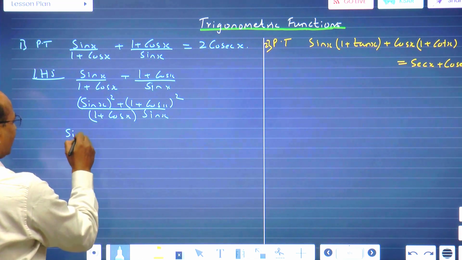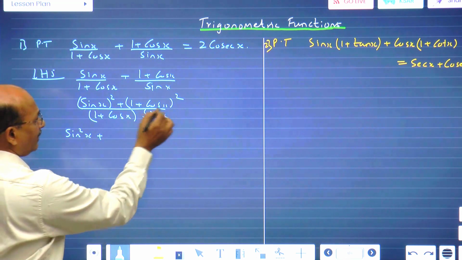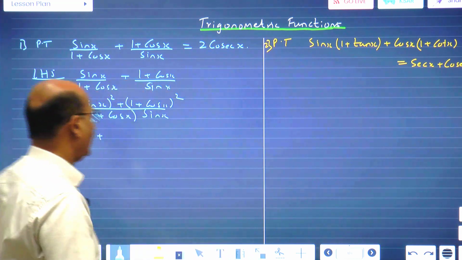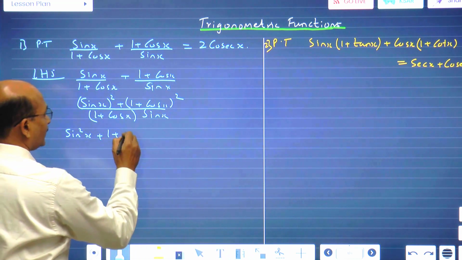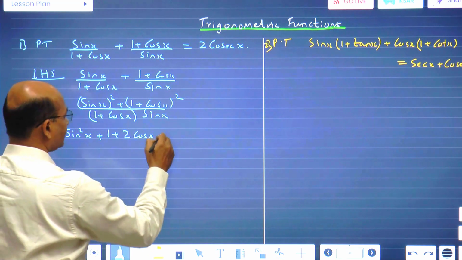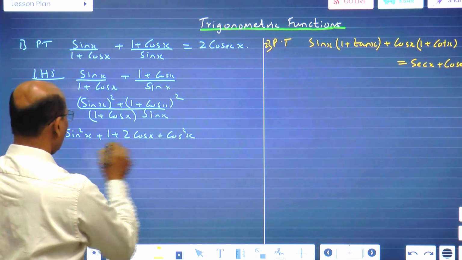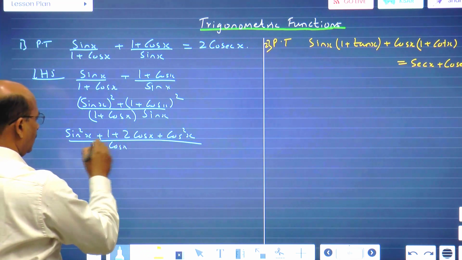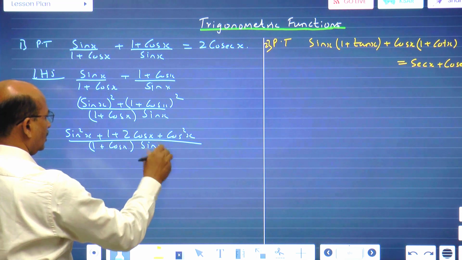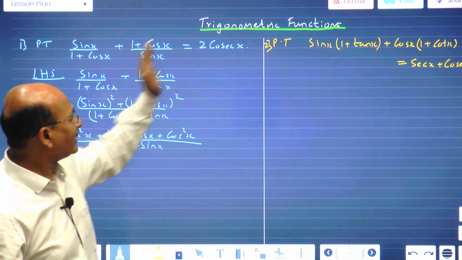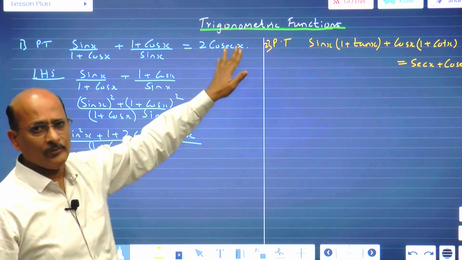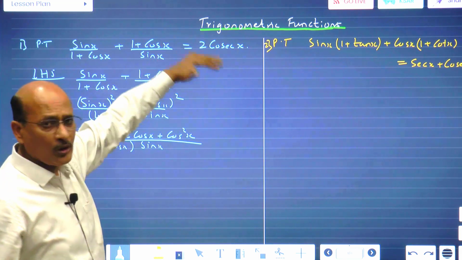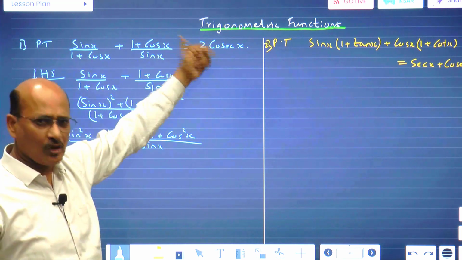So this I can write as sin square x plus, this is a plus b whole square. So a plus b whole square is a square plus b square plus 2ab. So a square plus 2ab plus b square upon 1 plus cos x into sin x. Now you have to keep watching your right hand side also, what you need to come to. So here there is a single term 2 cosec x, or you can say 2 upon sin x, because cosec is inverse of sin.